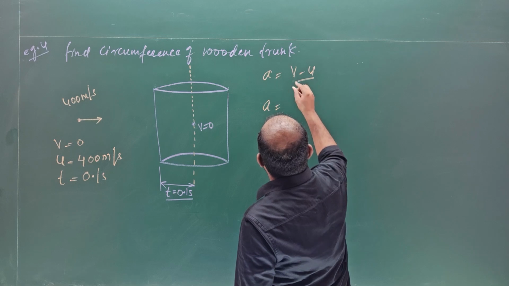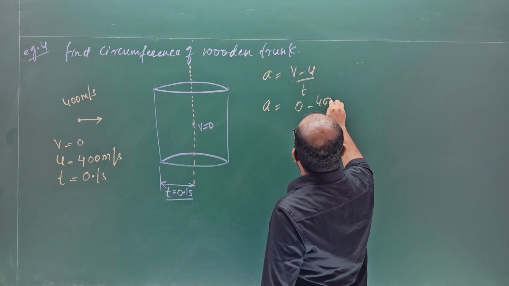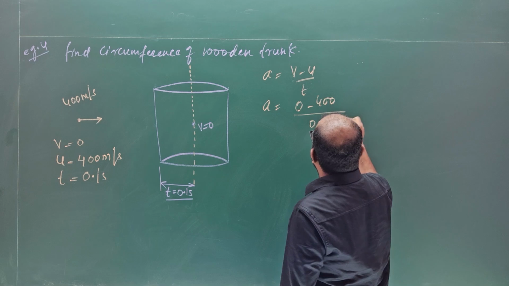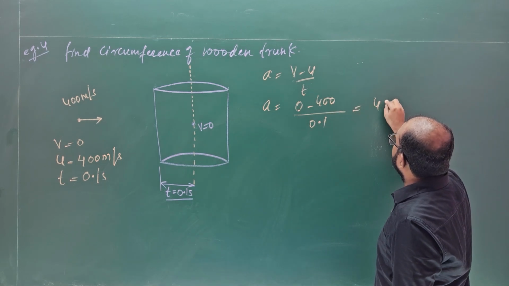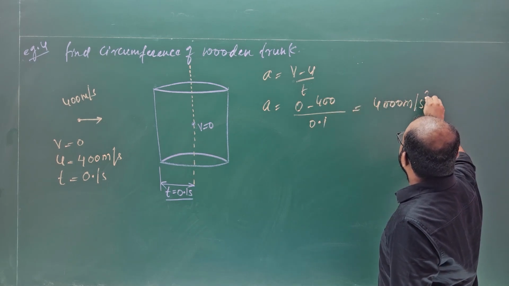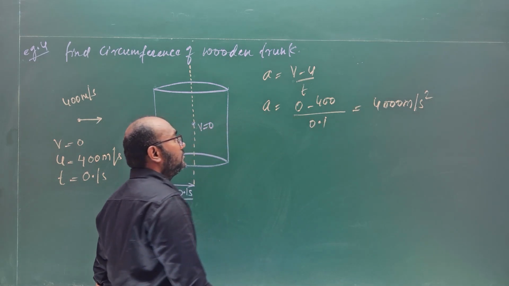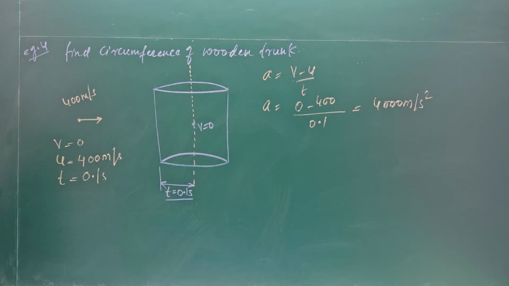So acceleration is equal to final velocity 0, initial velocity 400, upon time, that is 0.1. And this becomes 4000 meters per square second. So we now have acceleration. Either apply v² - u² = 2as. Again and again I am telling you, when you have final velocity, u, acceleration, and we need to find displacement, you can use both equations: s = ut + ½at² or v² - u² = 2as. Both will provide you the same answer.